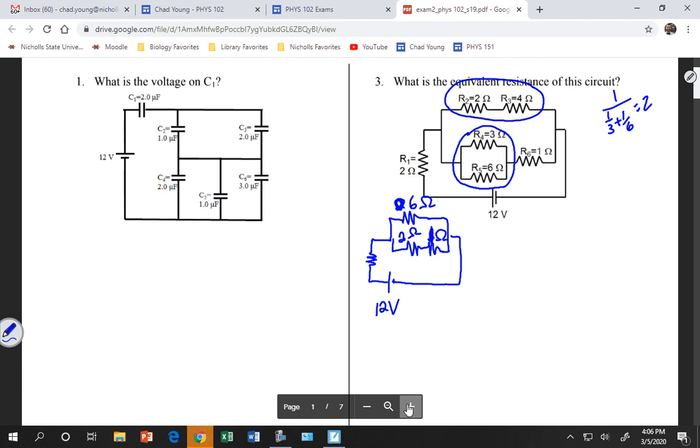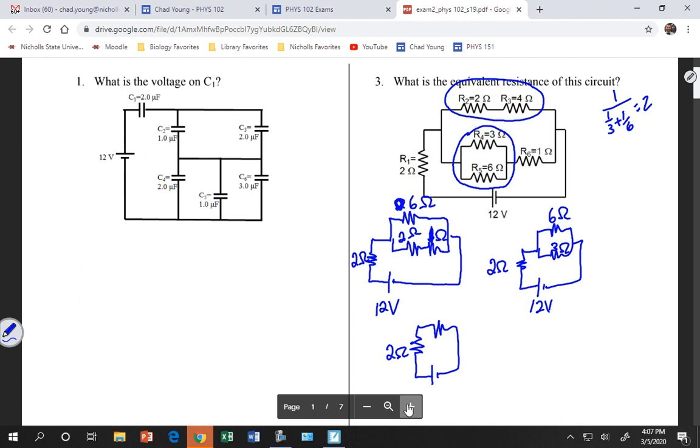I do the 2 and the 1, and so I have my 12 volt battery, my 2 ohm resistor, and I have a 6 and a 3 in parallel. And then the next step, which will probably be your last circuit to draw, is going to be a 2 ohm and a 2 ohm with a 12 volt battery. Okay? Now, if I want to go through the full process, I would say that 2 and 2 in series is a 4 ohm resistor.